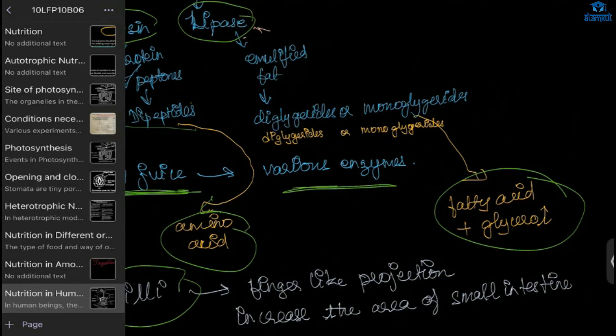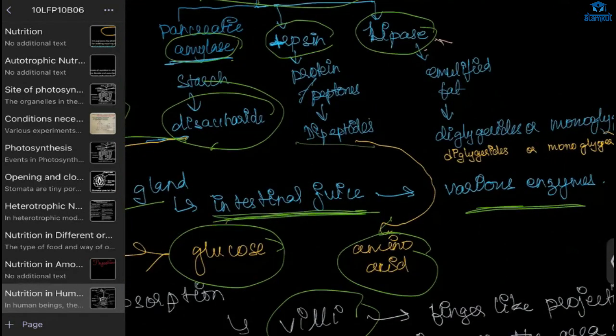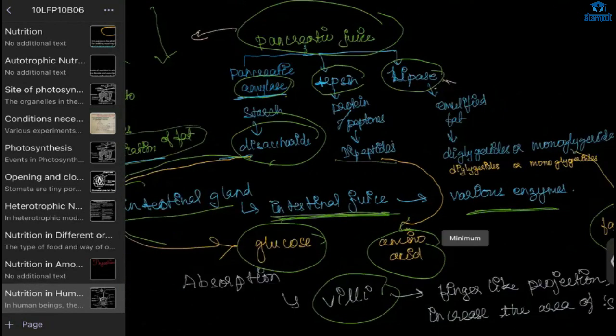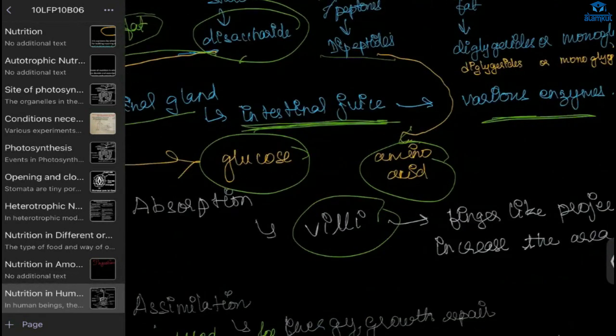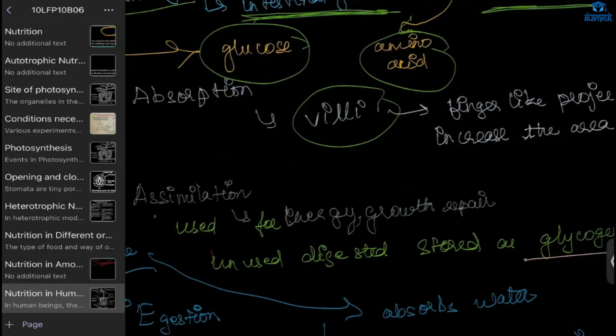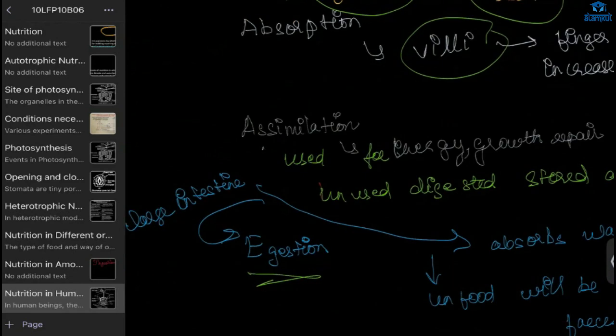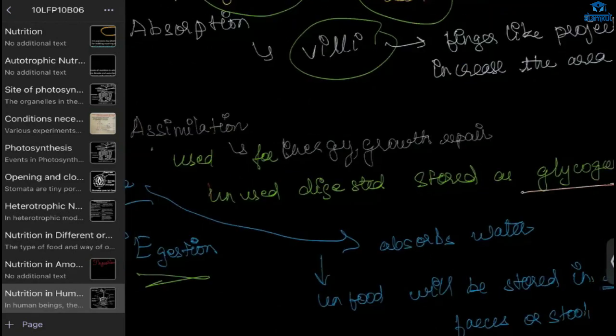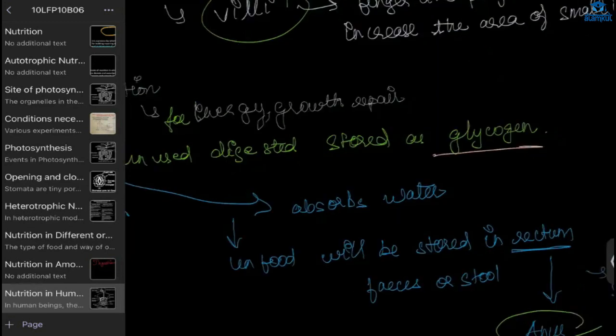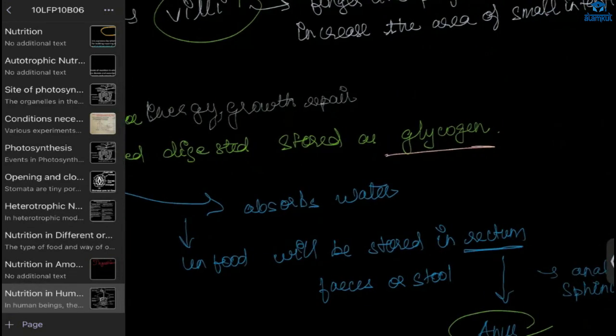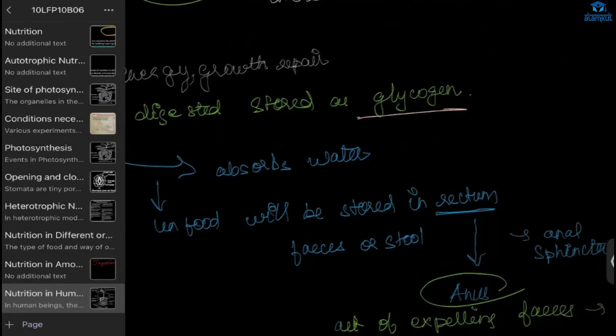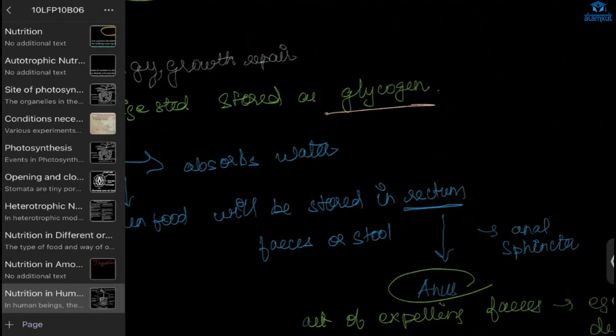So all these things are happening here, and this is the complete digestion. After the digestion, there will be absorption. The food will be transported to all parts of the body. Then assimilation, the food will be used. And the unused food will go through the large intestine. The water will be absorbed, and the undigested food will be stored in the rectum. Undigested food is called the stool or the feces. It is ejected out from the anus.